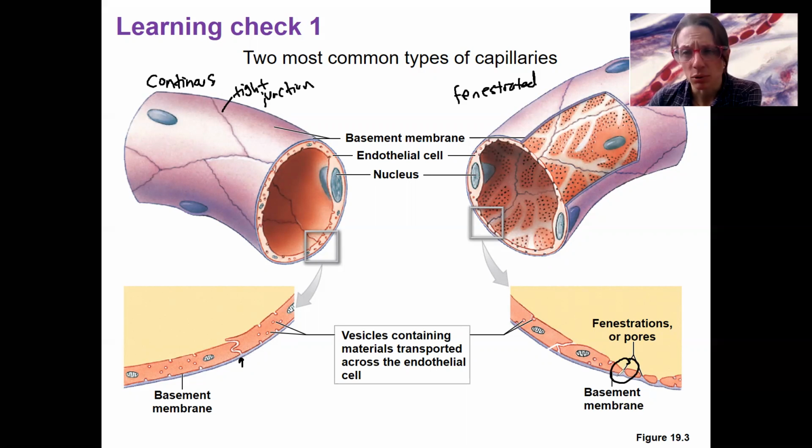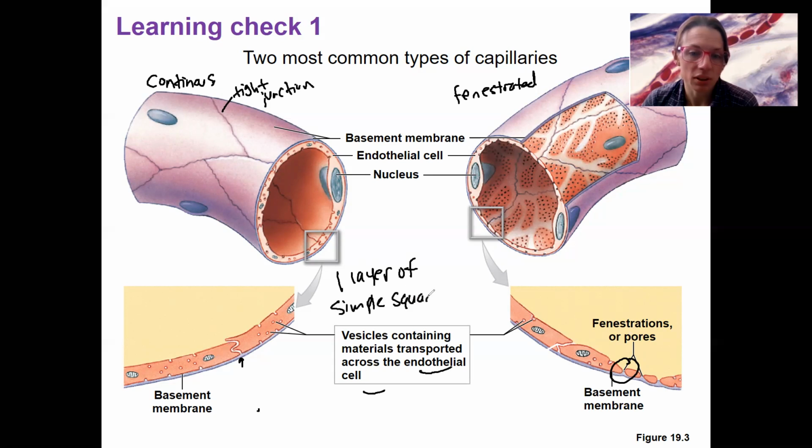The third type is the sinusoidal that is even more holey, even more porous and doesn't have the full basement membrane. That's not the most common. So these are all a single layer of endothelium. That's what you can see right here. Right here is endothelial cells, one layer of epithelial cells, endothelium. Let's just say simple squamous. Why is that important? They are thin, they're flat, they're one layer, so stuff can pass across them pretty easily. The basement membrane is just an acellular matrix that kind of holds it all together.